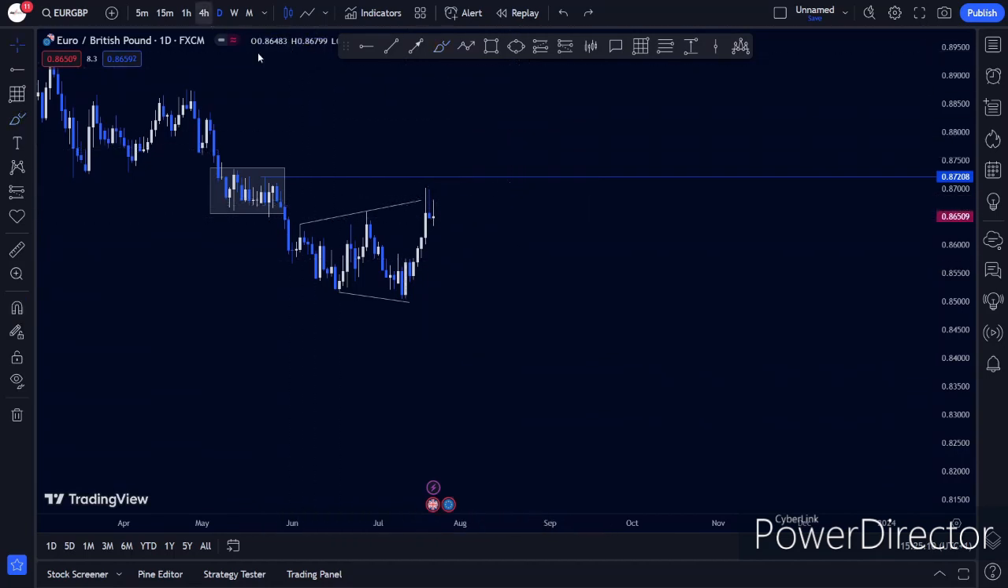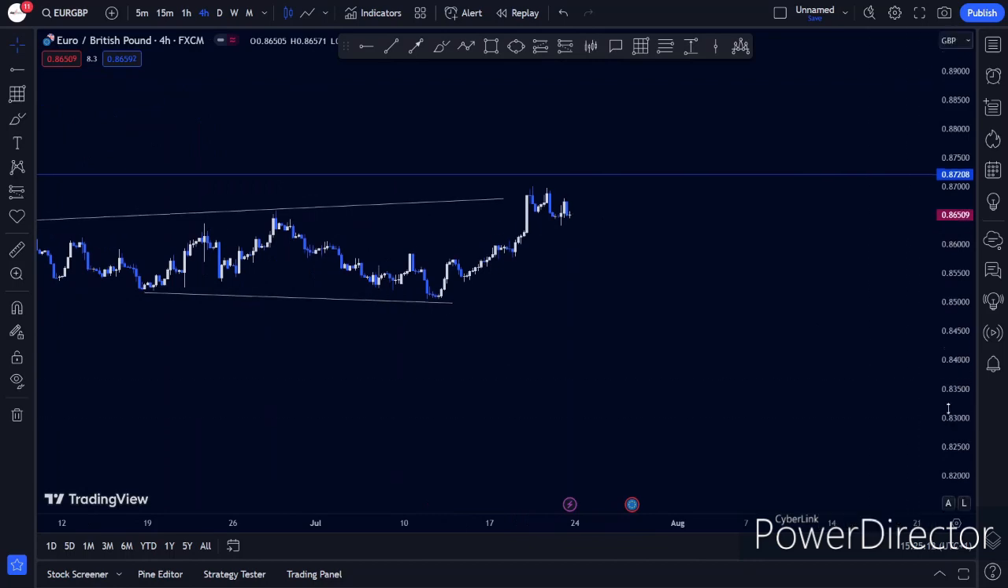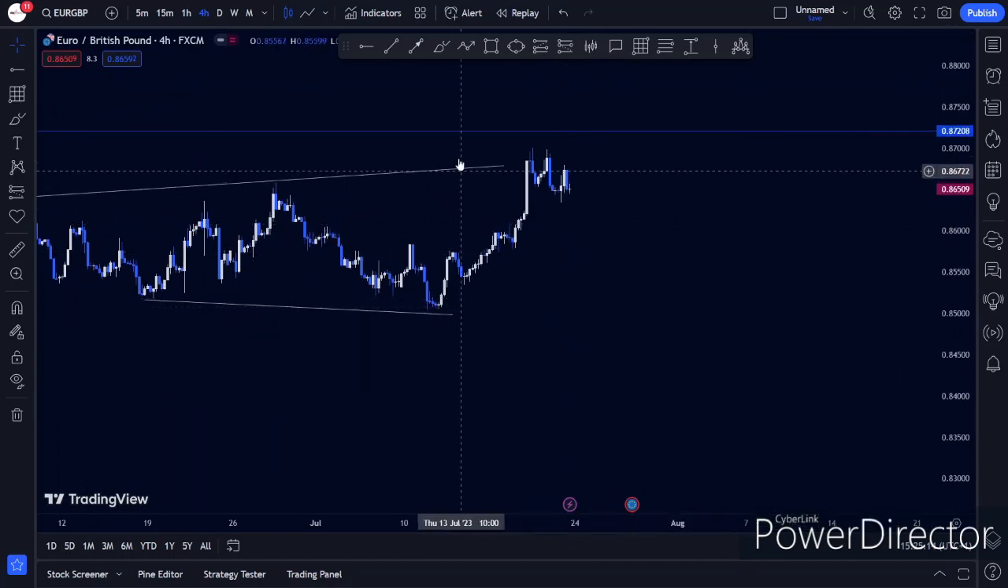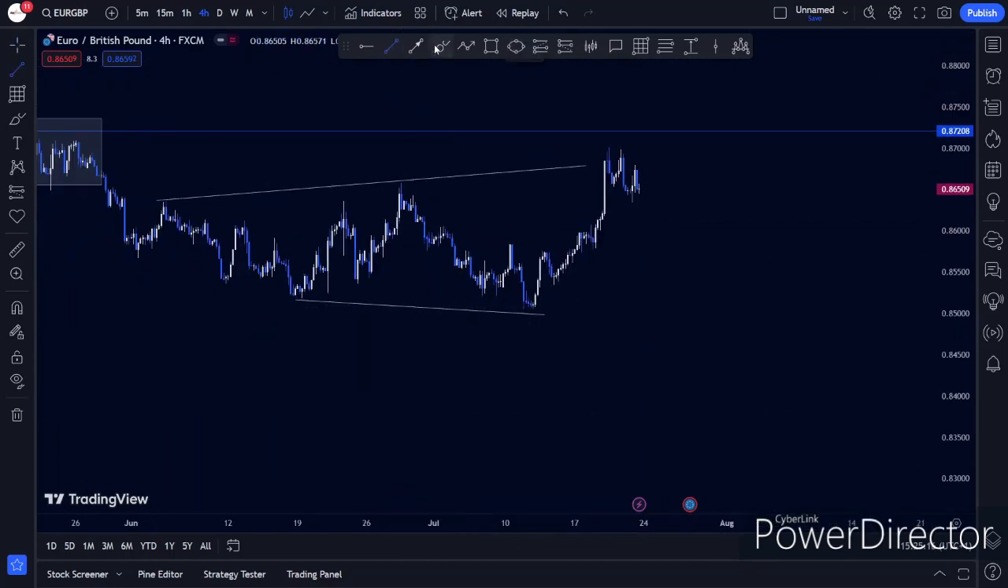Yeah, so when we go to 4 hour, what do we have? Look at that. So on 4 hour, this looks like a correction.